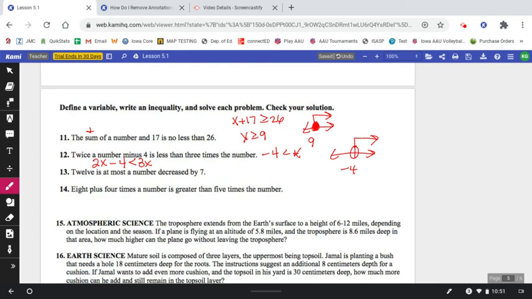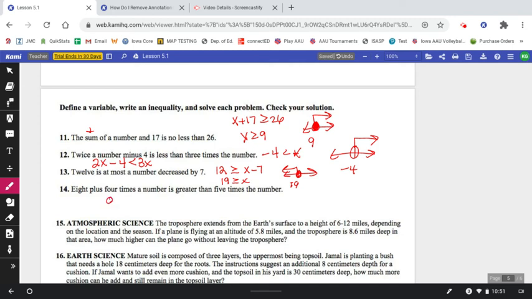12 is at most. The most it could be is 12. A number decreased by 7. So since 12 is the most, everything else is going to have to be below it. So 12 is greater than everything else. And then it says a number decreased by 7. Add 7 to both sides and I get 19. Closed circle on 19 and pointed to the left.